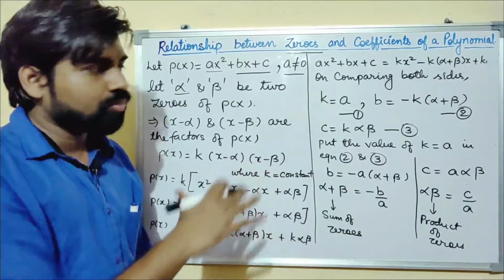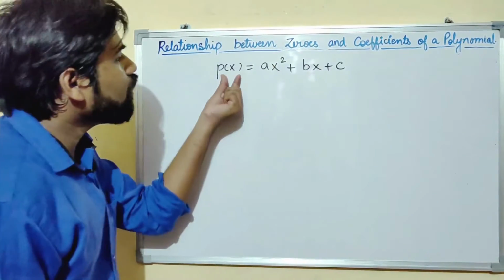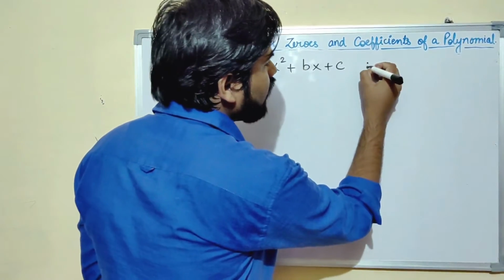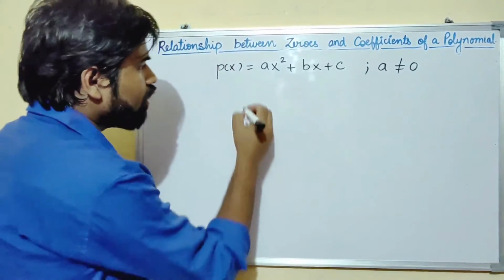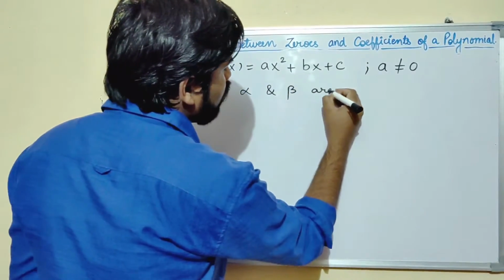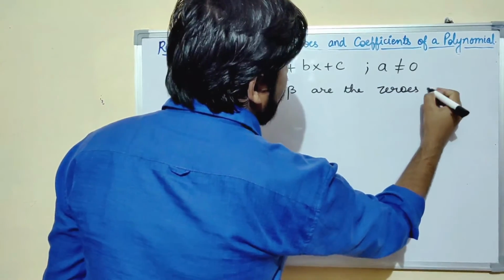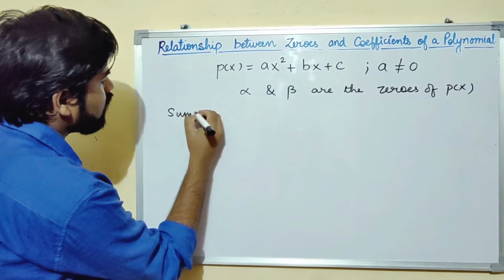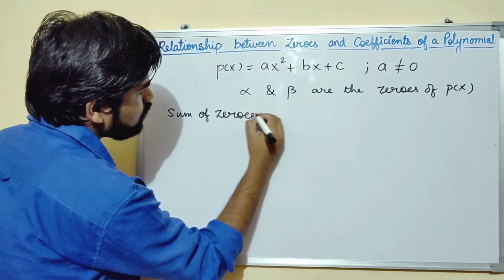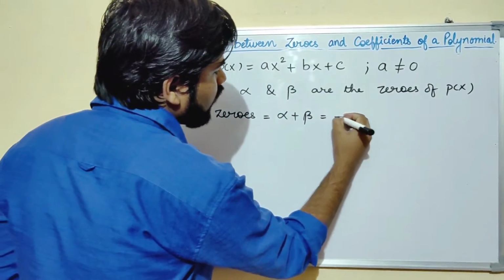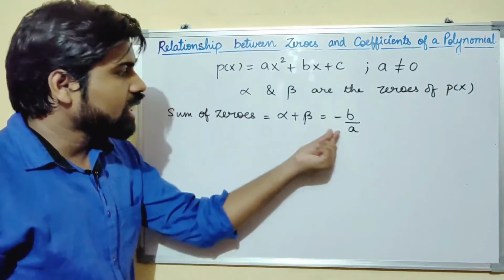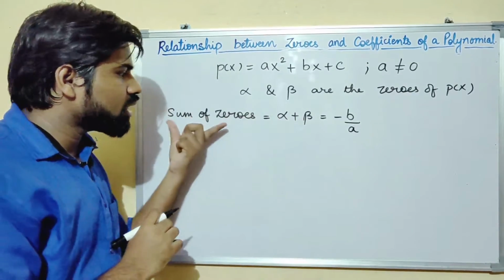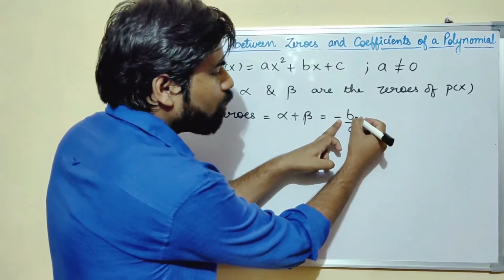Now let us summarize the relationship. If px equals ax square plus bx plus c is the quadratic polynomial with the condition that a should not be equal to 0, and if alpha and beta are the zeros of the polynomial px, then we got the relationship as sum of zeros, which is alpha plus beta, equals minus b upon a. Here it is equal to minus b upon a.